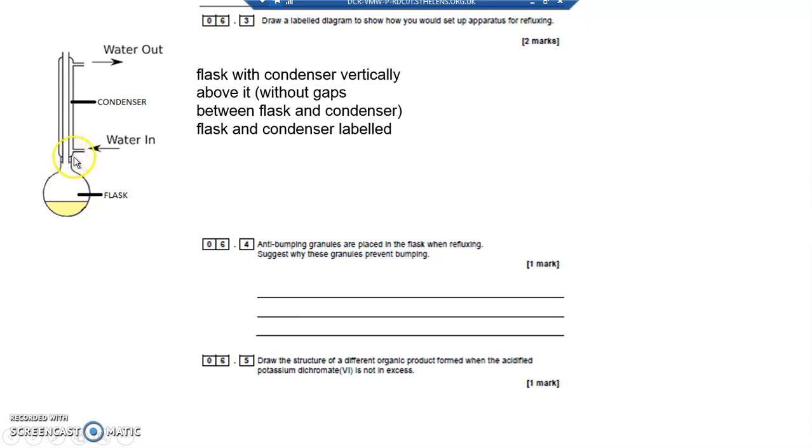You also need no gaps here as well, so you can see how it's drawn with the condenser coming down and maybe some kind of bung or something in here, but no gaps between the flask and the condenser, otherwise the gases would escape either side. Anti-bumping granules are placed in there. Why that? That's to prevent large bubbles from forming.